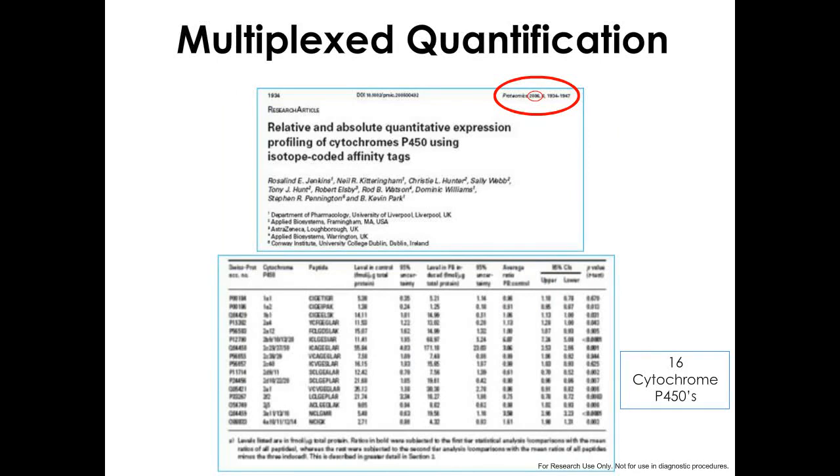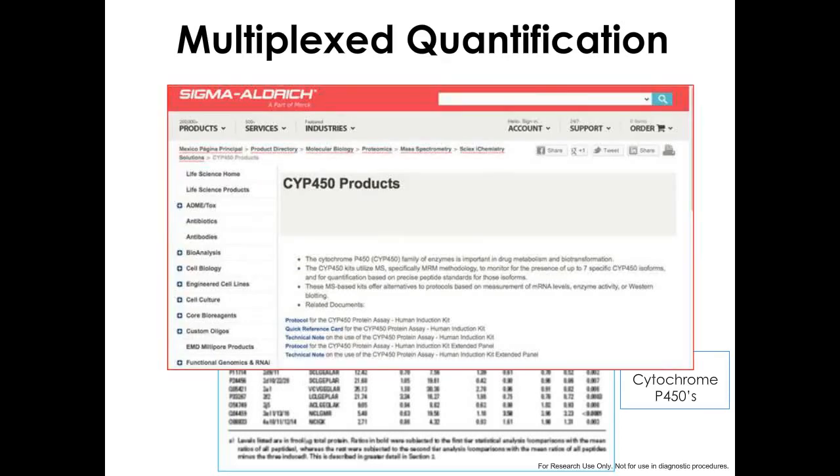We developed our first multiplexed assay in 2006, and that was an assay to cytochrome P450s. In this case, 16 cytochrome P450s were measured simultaneously in around 30 to 40 minutes. So that's like doing 16 quantitative Western blots or quantitative ELISAs simultaneously on one individual sample. Subsequently, that approach has been patented and is now available as a product from Sigma. So that just illustrates, I think, how robust these assays can be.